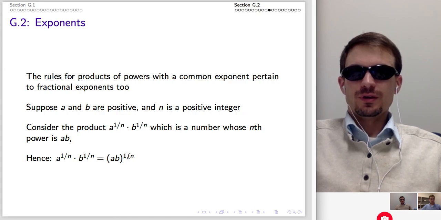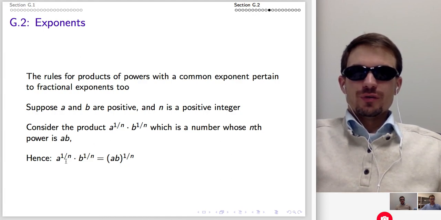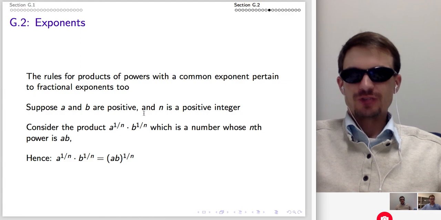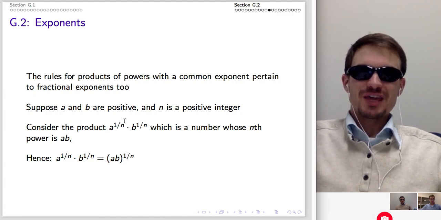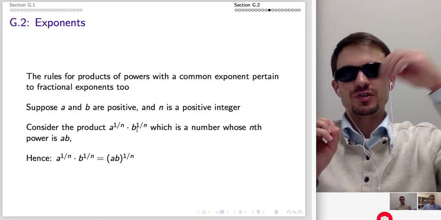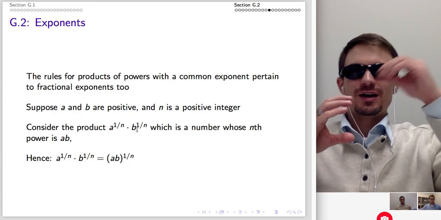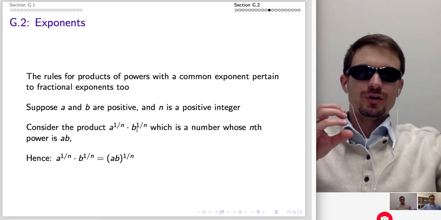Suppose we have a product a to the 1 over n times b to the 1 over n. Well, we can write this as ab to the 1 over n. What's the rule? It doesn't matter if you have fractional exponents or integer exponents. If you have the same exponent, you can pull that off. Think about what's happening. This is sort of the reverse of our rule. Think of ab to the 1 over n. We distribute, although that's not quite the right term, that 1 over n to the a and b. Here we're pulling it back.